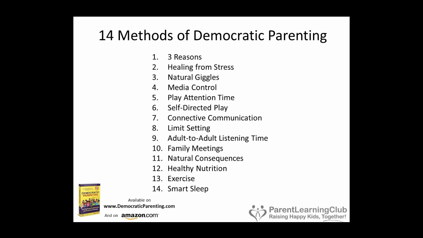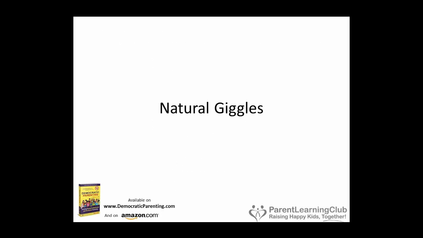Okay, so in the book Democratic Parenting, I talk about 14 methods. And these are the 14 democratic parenting methods. And these are specifically chosen because they meet all of these 15 needs that we talked about. A lot of them will meet a variety of needs. I'm just going to go through them quickly to explain how these meet a variety of different needs.